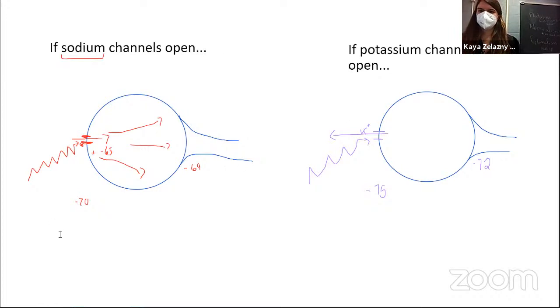So as we talk about these moving forward, we would refer to the sodium one, where we're getting more positive, as depolarization. We would refer to what's going on with the potassium as hyperpolarization. These are words that we'll use for graded potentials, but they're words we'll use in general for changes to the membrane potential as well. So when you talk about the negative 75 and the negative 72, we're talking about the membrane potential. Changes to it right there.